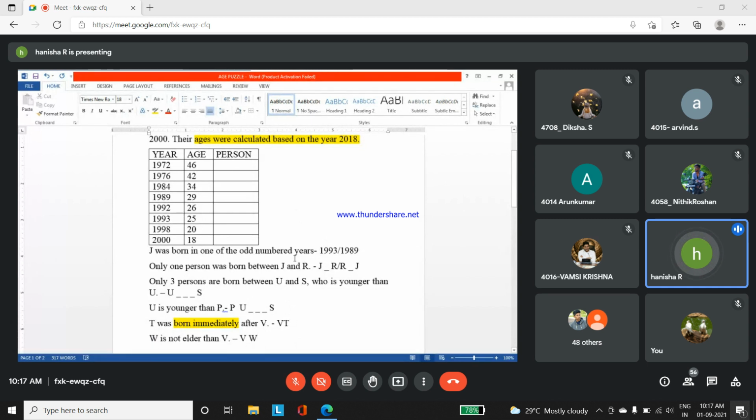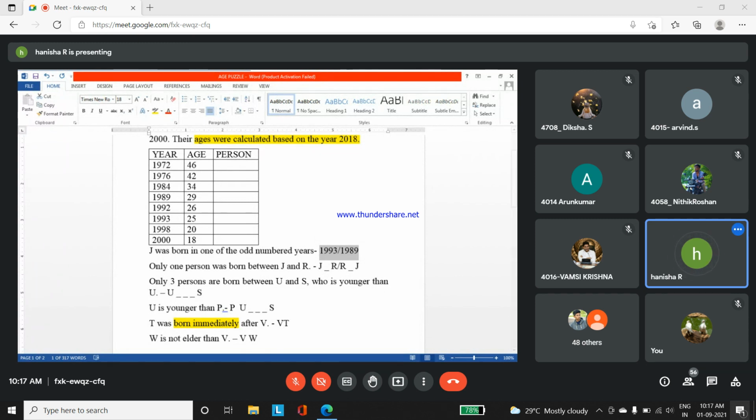The first clue is J was born in one of the odd numbered years, namely 1993 and 1989. So here you have two possibilities. The method which we use to solve this particular problem is the trial and error method. Why I prefer the trial and error method is because you can use n number of possibilities at the same time. You don't have to spend one possibility at one time and another possibility at another time.